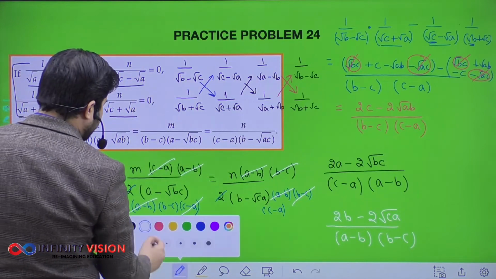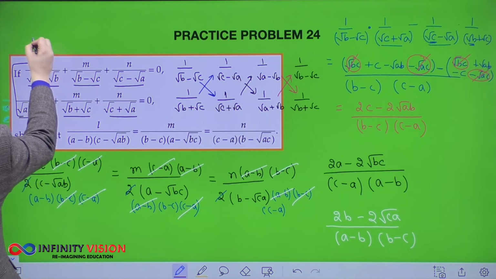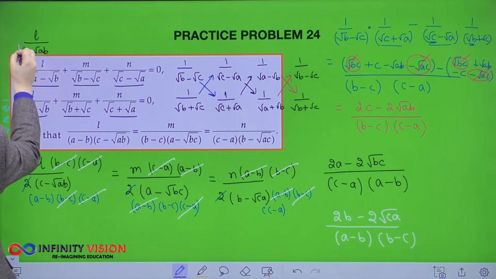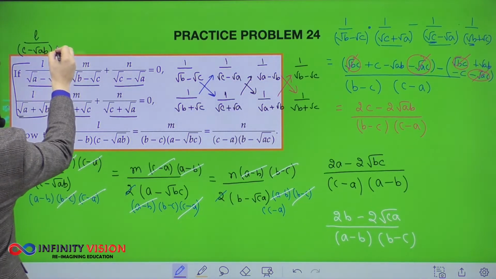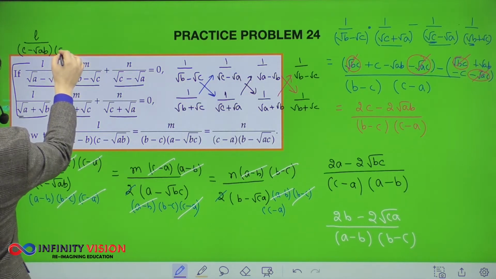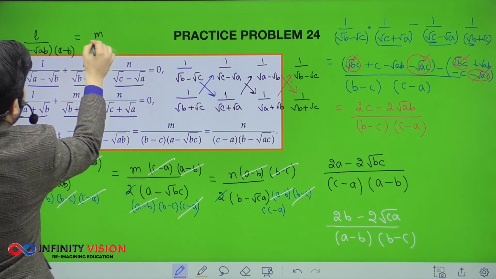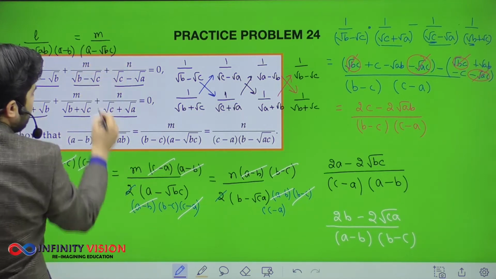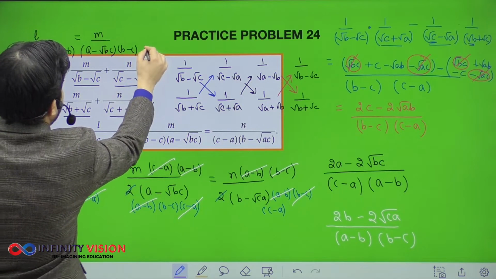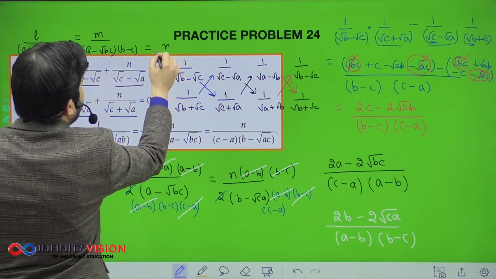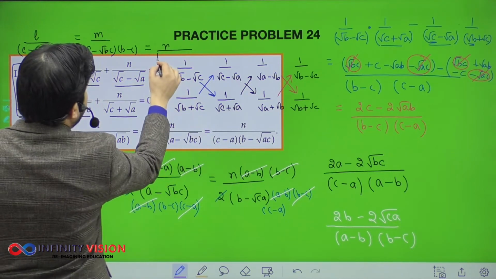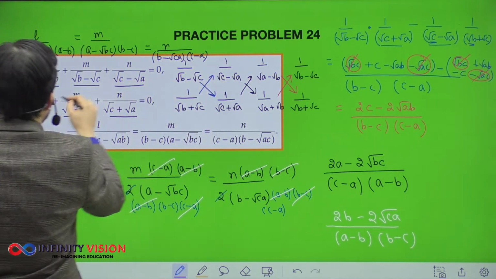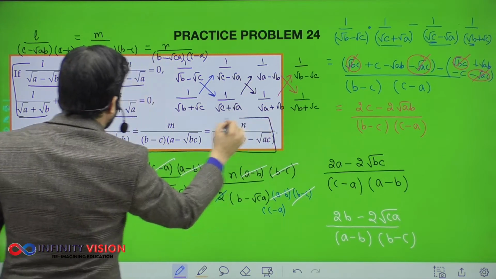So what I'll be able to write? I'll be able to write that L upon c minus root ab into a minus b, which is also equal to m upon a minus root bc into b minus c, which is equivalent to n upon b minus root ca into c minus a, which is nothing but the same expression which we had to prove.